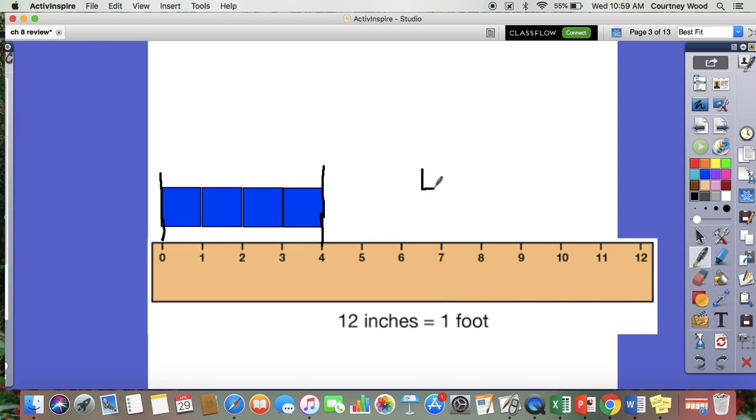And about how many inches? It's about 4. 4 inches. And we can write inches, IN, that's a little abbreviation, and just put a little dot. So our cube train here is about 4 inches.